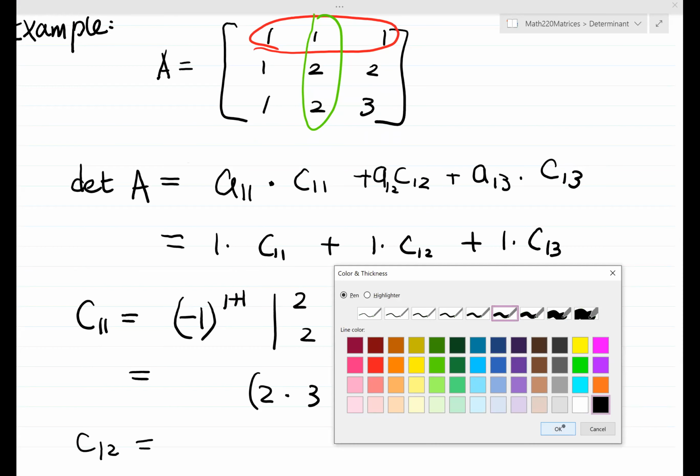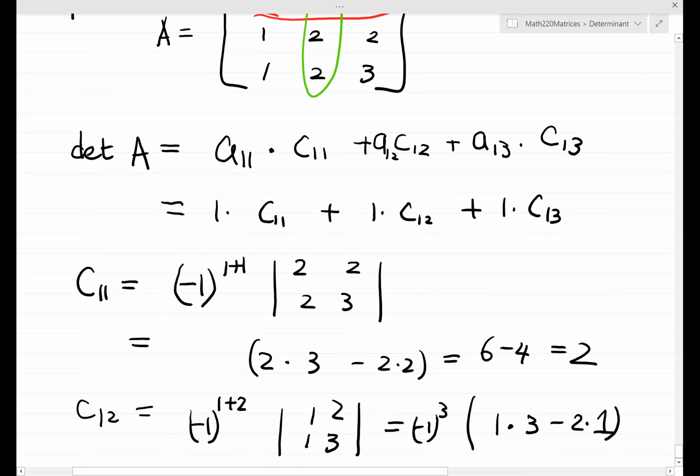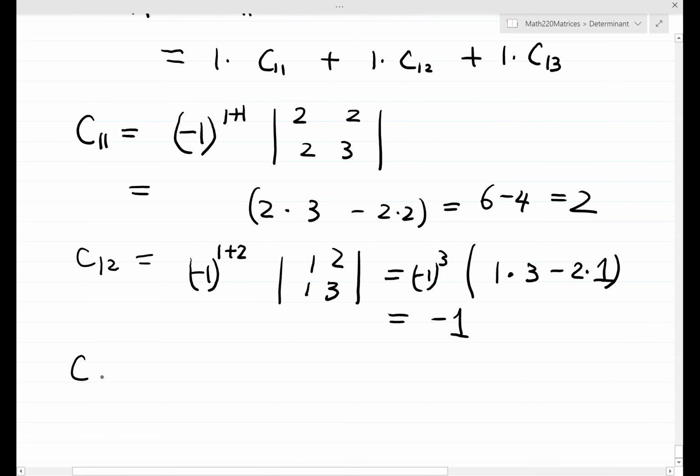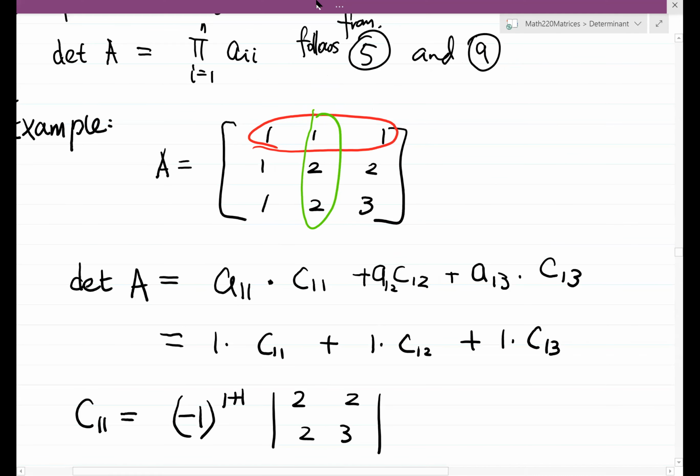The determinant will be 1, 2, 1, 3. Don't forget the alternating factor, -1 to the power row plus column. Row number is 1, column number is 2, so it's -1 to the power 3. So it's 1 times 3 minus 2 times 1, so 3 minus 2 is 1. But here is the -1 factor, so it's -1. So C12 is -1. Now C13: we delete the first row and the third column.